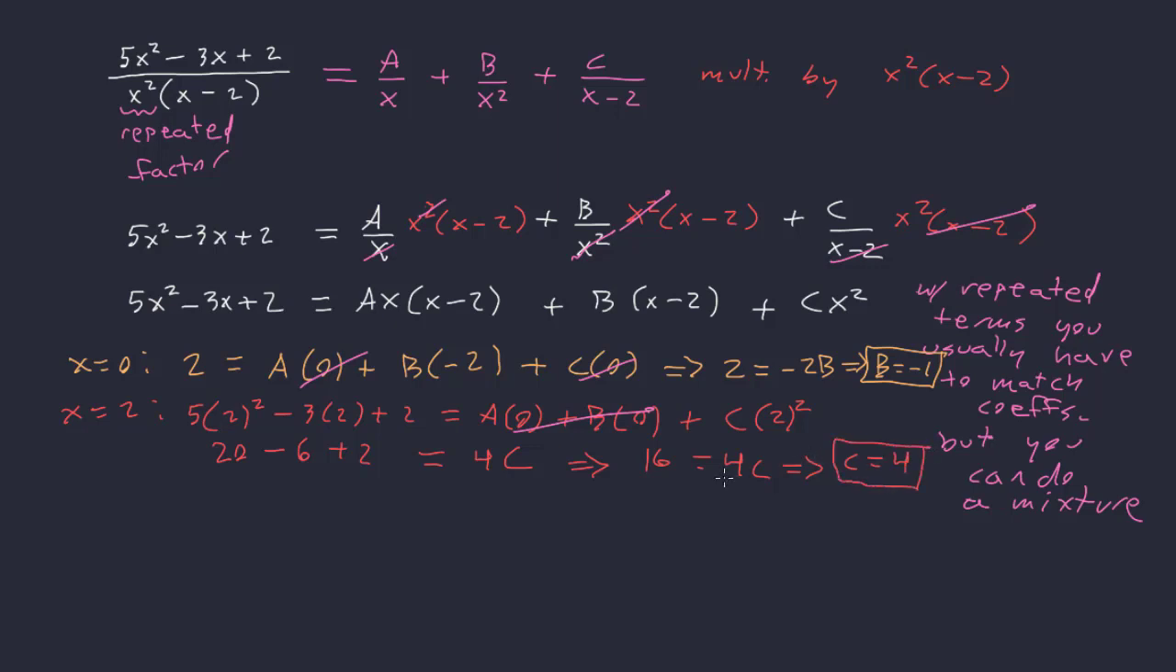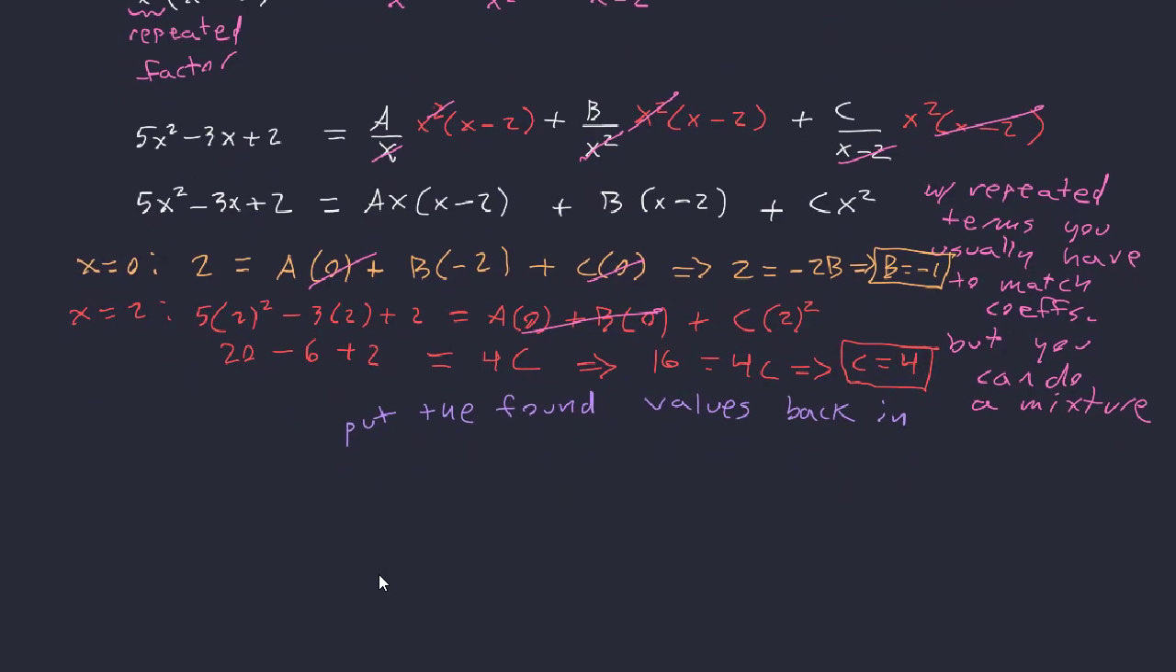Okay, so far so good, but we've run out of strategic values. There's nothing that will cancel out the b and the c but leave the a. Okay, so the strategy here is put the found values back in. And then you're either going to match coefficients, or you can also put in another strategic value if you want, and you'll just have another equation to solve. So let's start by putting the values back in.